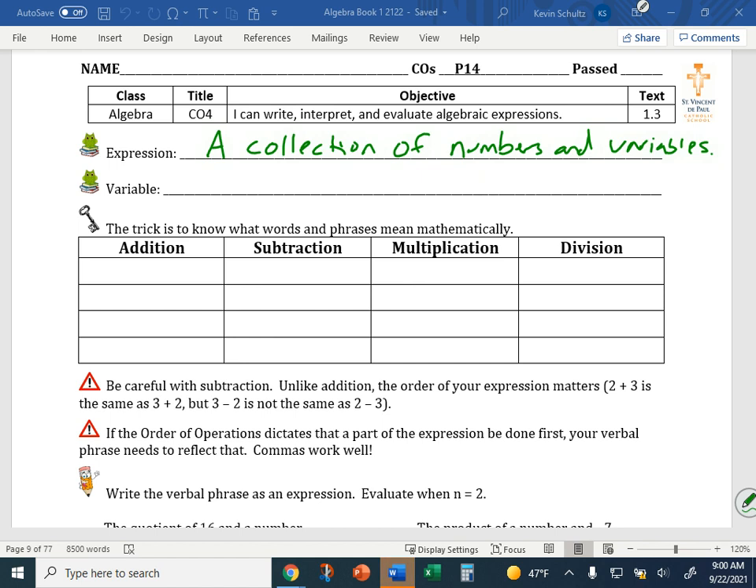Okay? 3 plus 2 is an expression. 3 plus 2 equals 5 is an equation, right? Because you have what 3 plus 2 equals. But an expression is basically a collection of numbers and variables with some operations thrown in there as well. And speaking of variables, what is a variable?